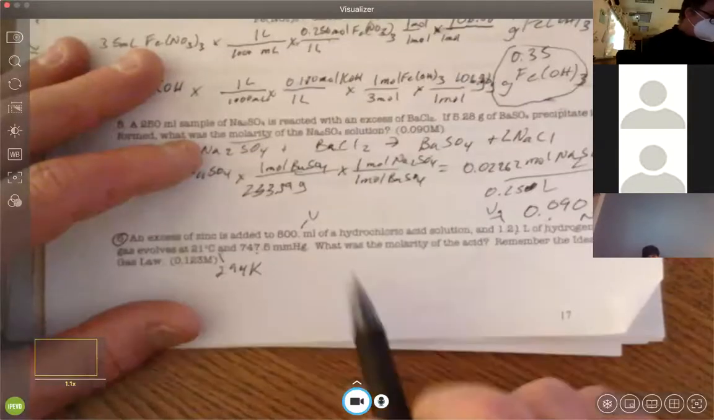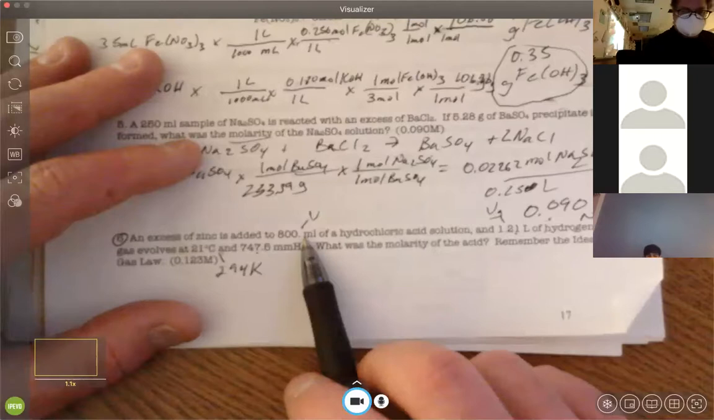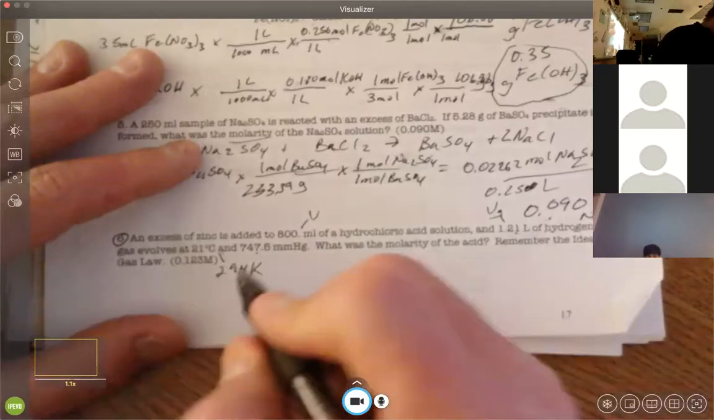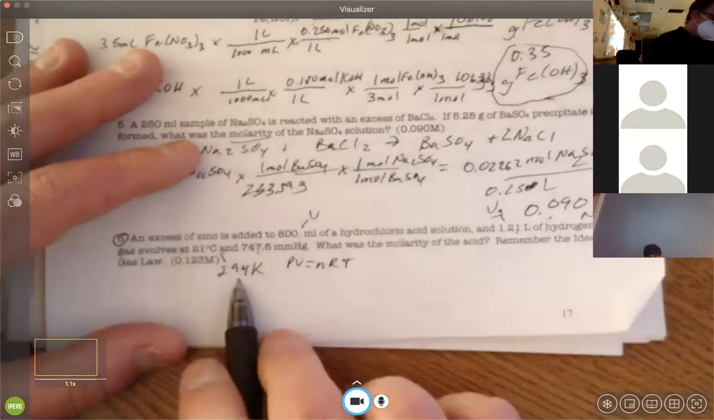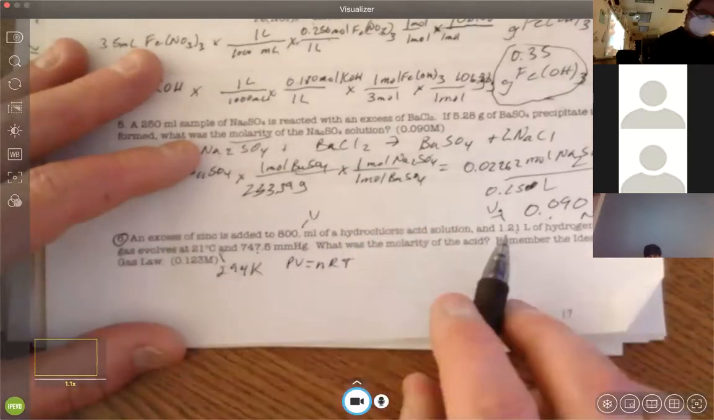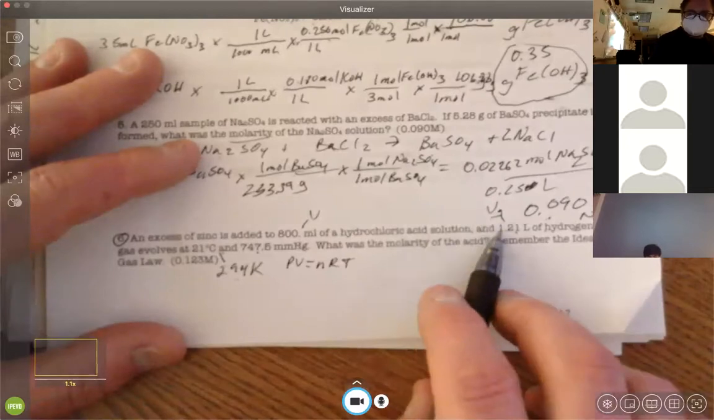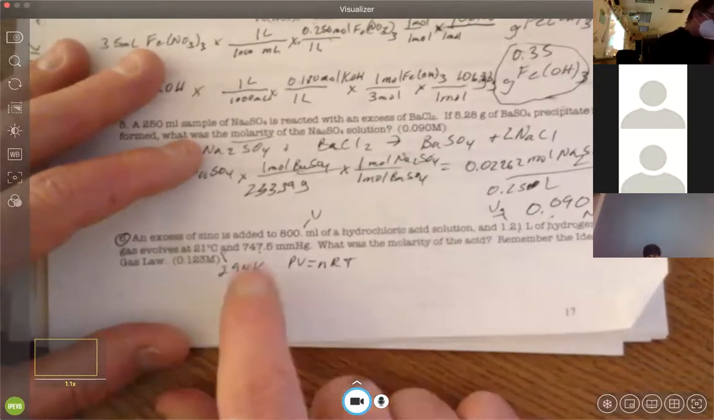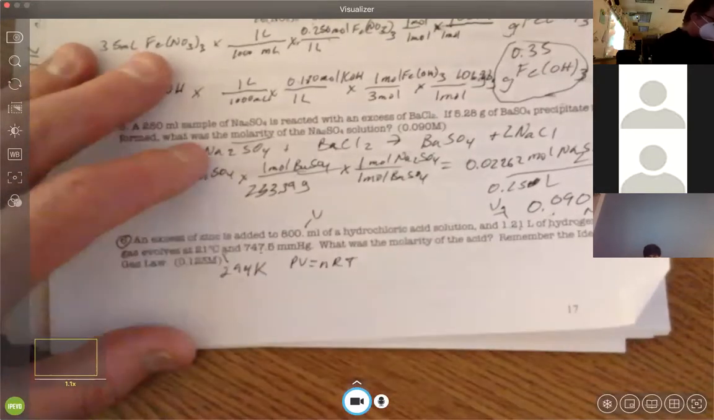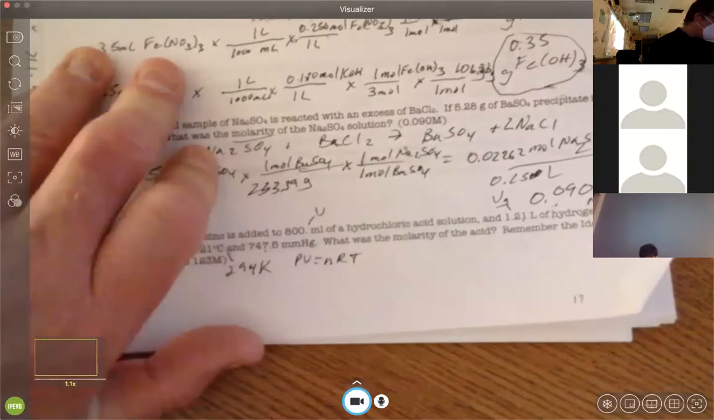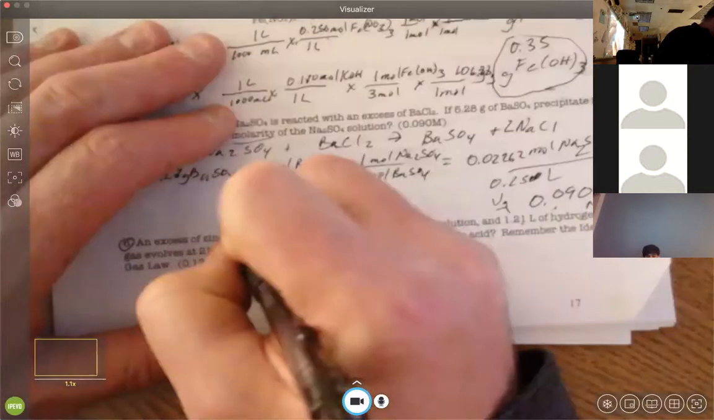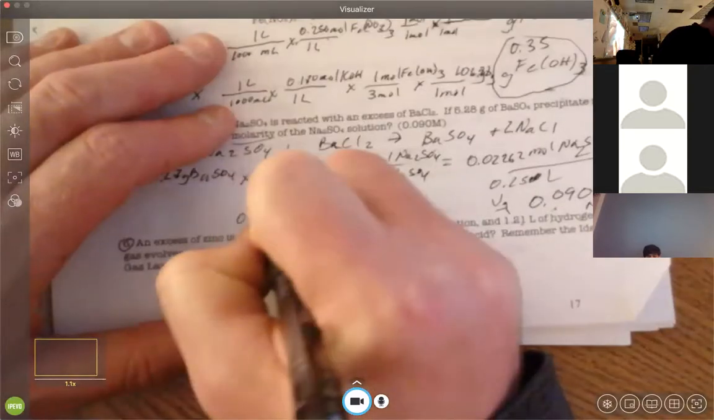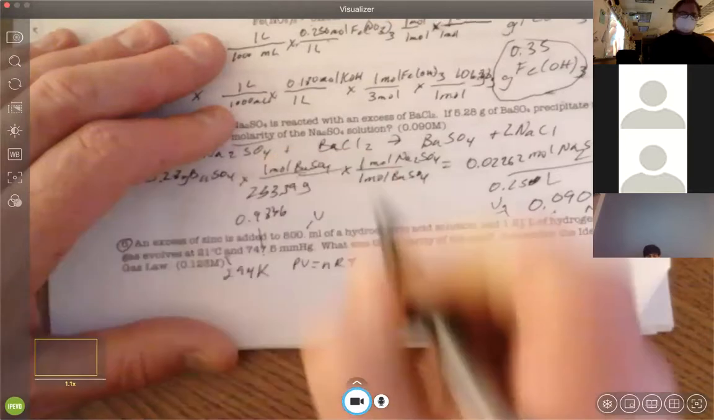So in order to find the moles of this acid, we need to find the moles of hydrogen gas that formed. To do that, we need PV equals nRT. We have the T, we have the P, we have the V. And it's important you see that we need to use the V of the gas. We know R. I'm going to go ahead and change this P to atmospheres. 747.5 divided by 760. It's about 0.9836 atmosphere.